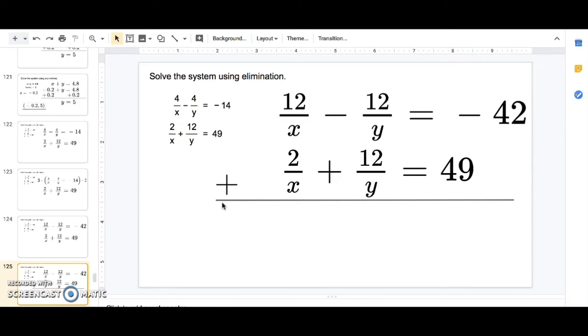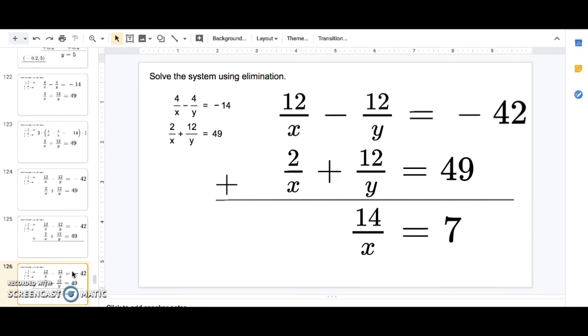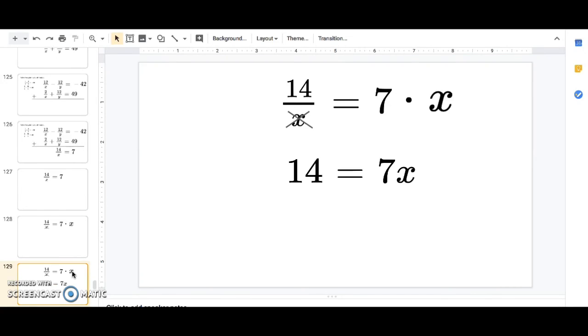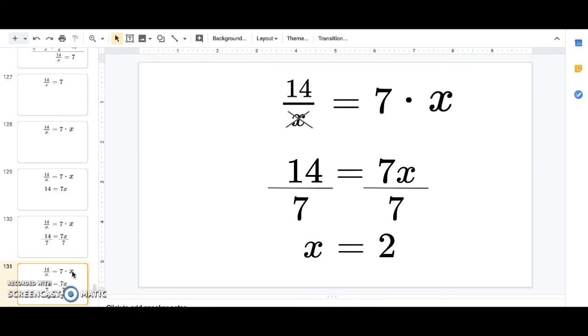When we add fractions and the denominators are the same, we just add numerators. So for the x's, we have 12 plus 2 is 14, so 14 over x. The y's, -12 plus 12 is 0, so the y's are gone. -42 plus 49 is 7. So we have 14 over x equals 7. Now, to solve for x from there, cross the x out and bring it to the other side and multiply it to 7. We'll have 14 equals 7x. Divide both sides by 7 and x equals 2.